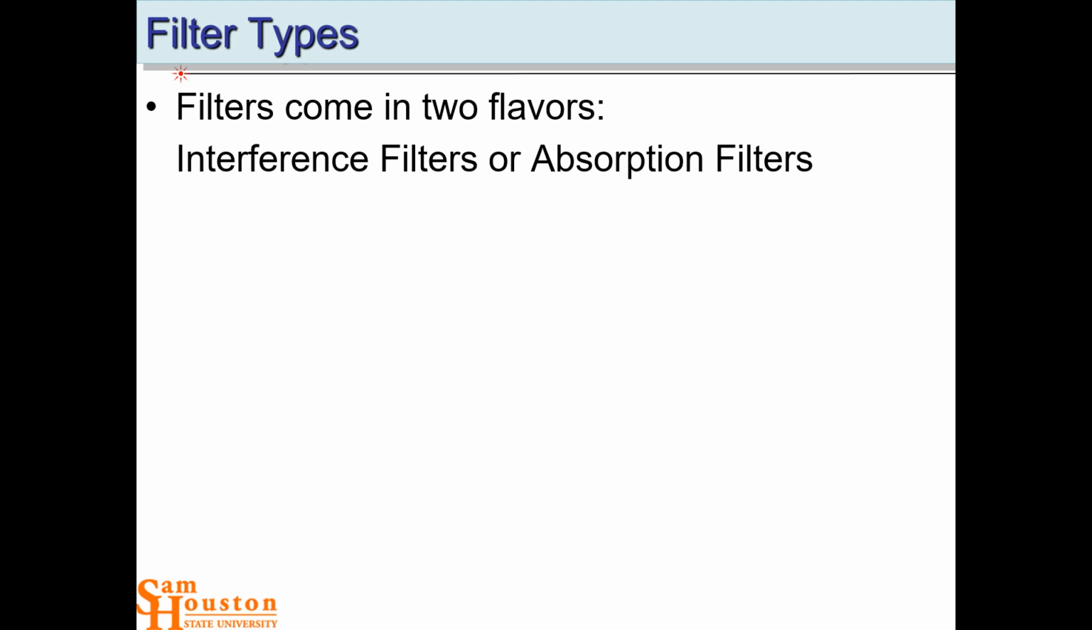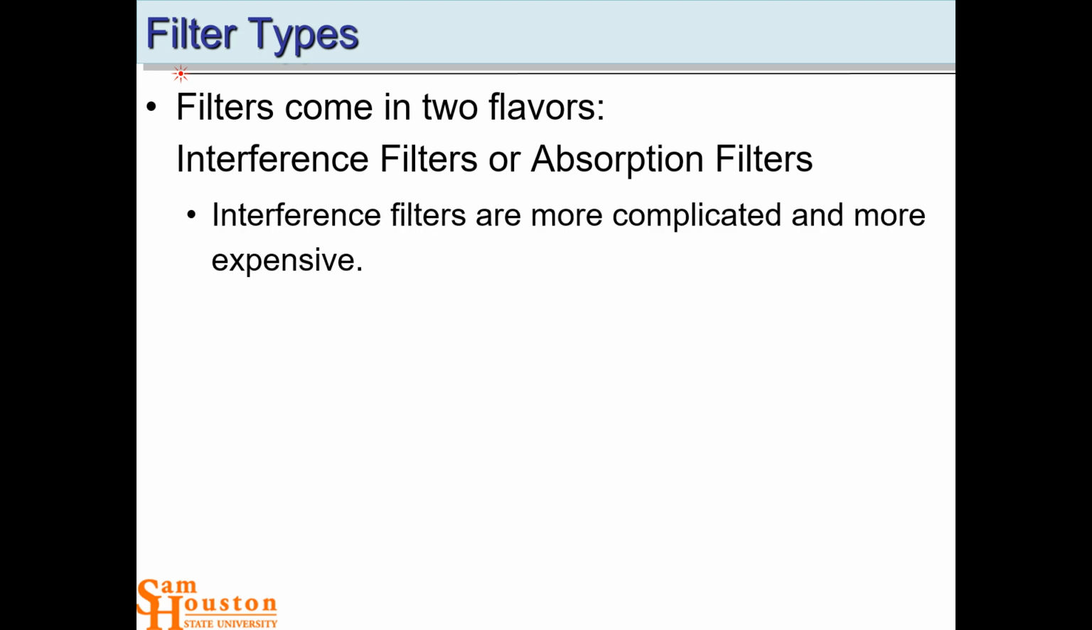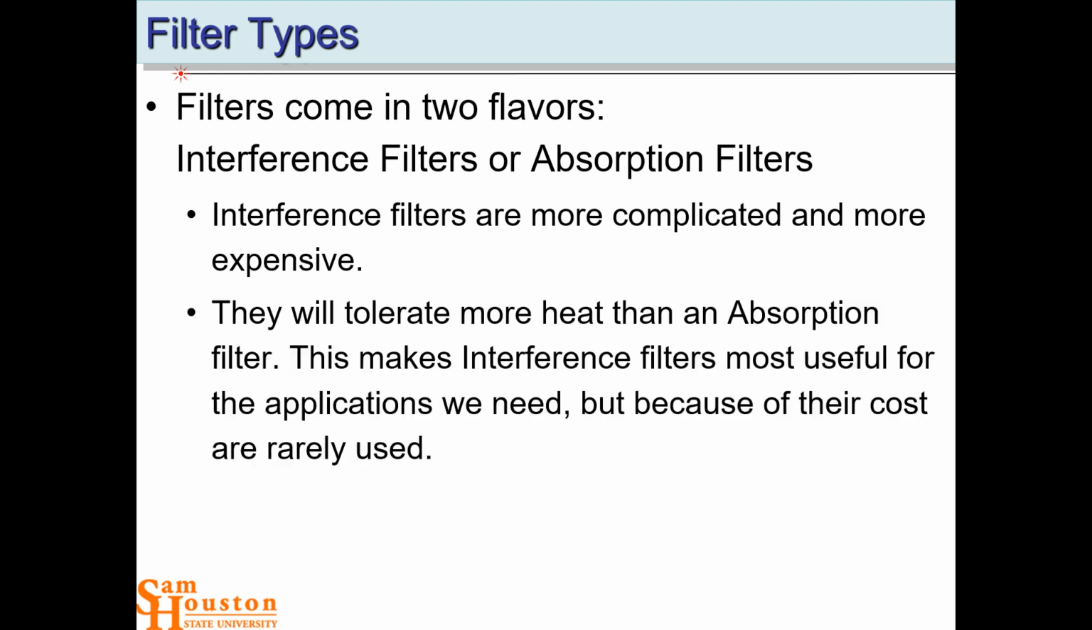But let's talk about the different types. Okay, the interference filters are much more expensive. But if you're buying a laser illuminator, they're probably going to come with an interference filter. The cost will be put in with that laser. They tolerate a lot more heat than absorption filters, so they're the best in terms of their ability to run for long periods of time, but they're tied to a particular laser and they're more expensive.